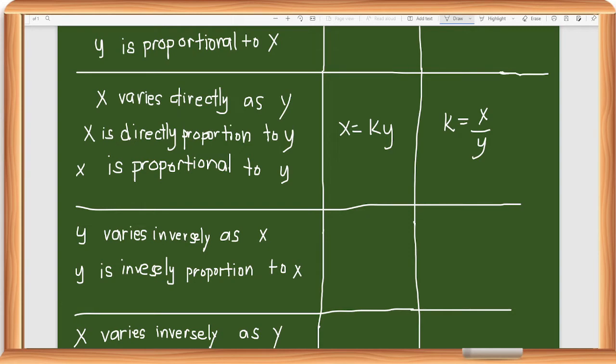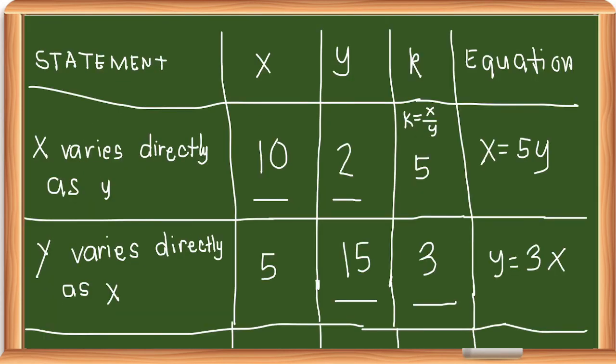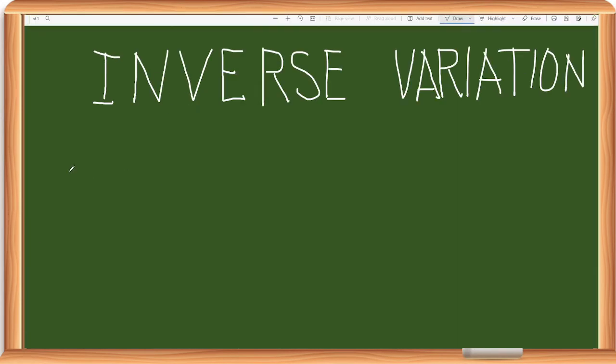Now, pagdating naman sa inverse variation, when we say y varies inversely as x, it means habang tumataas yung value ng isang entity sa direct variation, tumataas din yung value ng isa pang entity. Ngayon, sa inverse variation, kabaliktaran. Totally different from direct variation.